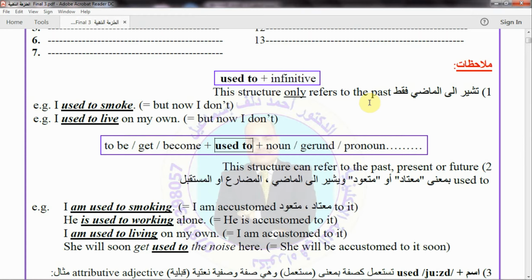أعطينا أمثلة هواية، وواحد من الأمثلة I used to smoke، أنا اعتدت على التدخين، لكن الآن but now I don't، يعني هسه تقدير الكلام أنا لا أدخن. I used to live on my own but now I don't، أنا اعتدت العيش لوحدي لكن الآن لم أعد كذلك. هذا ناقشناه بصف سادس.